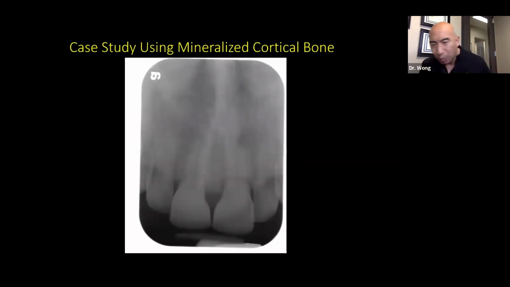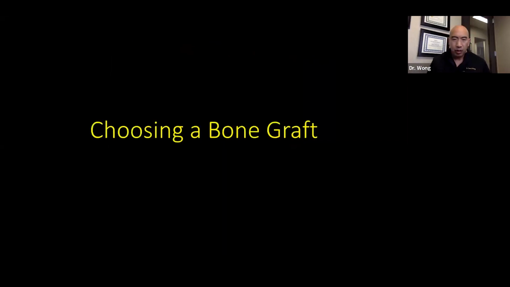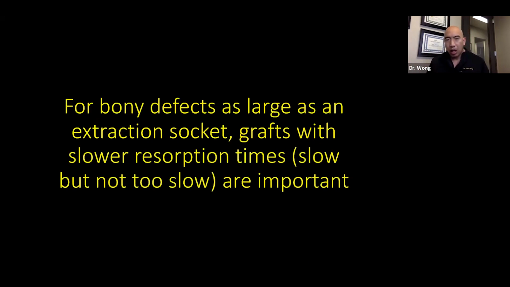So let's go over an example. We have tooth number 9 here. We got a horizontal root fracture, and we're going to use mineralized cortical bone to graft this socket. First thing we got to do though, after we choose a graft, is get that tooth out nice and cleanly. But whenever I just said you're going to buy mineralized cortical bone and nothing else, let me explain that for a second.